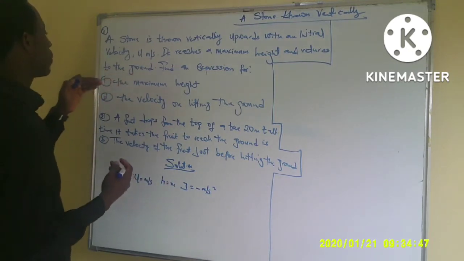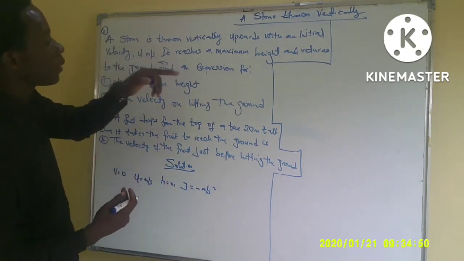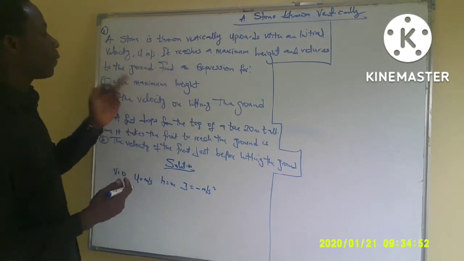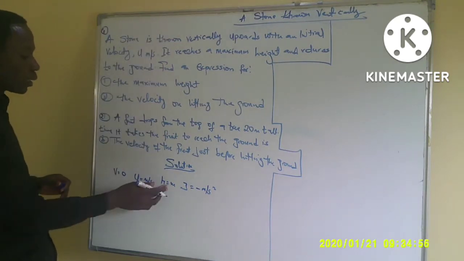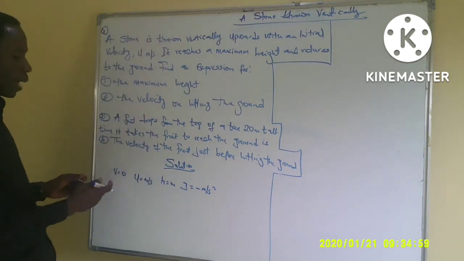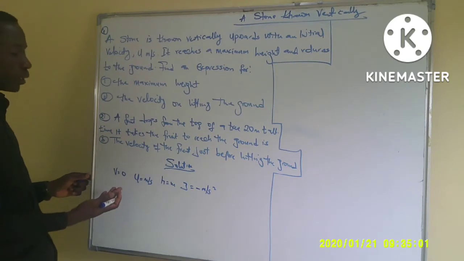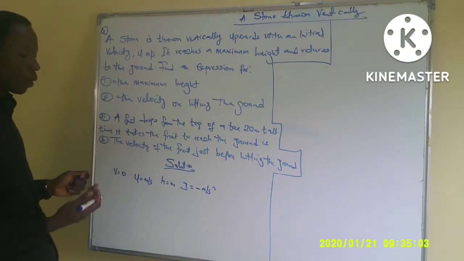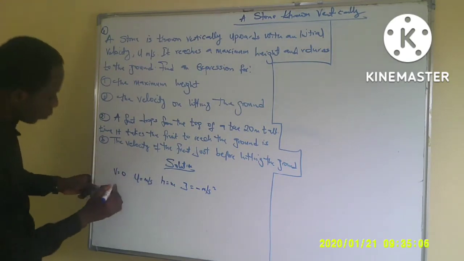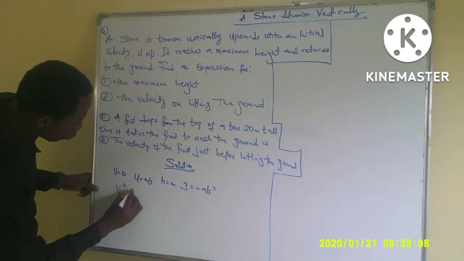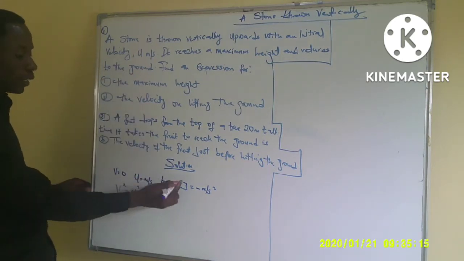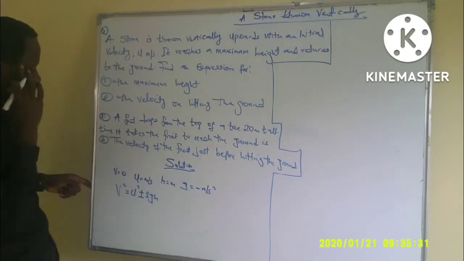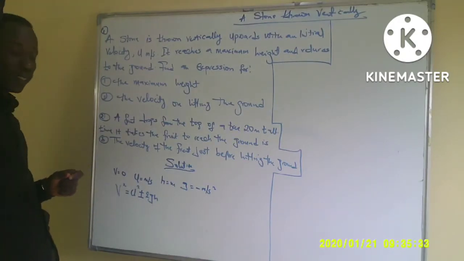It reaches a maximum height and returns to the ground. Find an expression for the maximum height when it's going upward. How do we get the maximum height? What equation can fit into this? We have v squared is equal to u squared plus or minus 2gh. I think that's the best equation. But now that it's going upward, g is negative, and the final velocity it has attained at that point in time is 0.